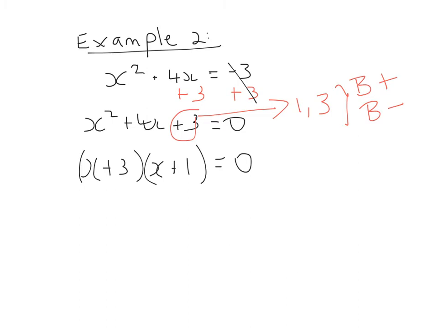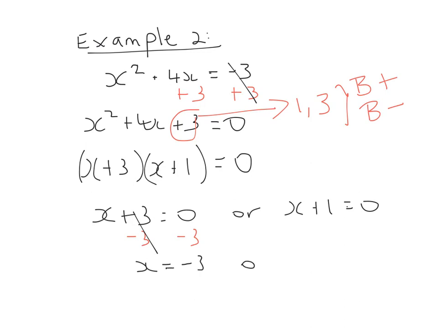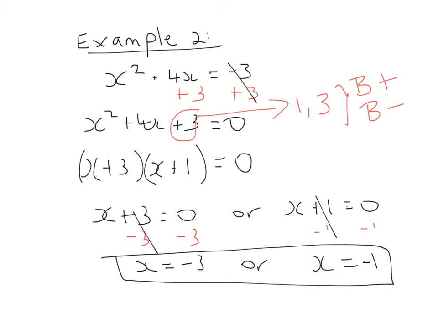And therefore, because it equals 0, it means that either one of the brackets must be 0. So we write down x plus 3 equals 0 or x plus 1 equals 0. And we solve for x: we minus 3 from both sides, x equals minus 3, or we solve for x again, minus 1, therefore x equals minus 1. And there are our two answers for this particular quadratic.